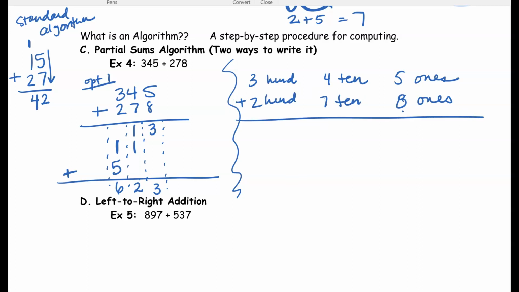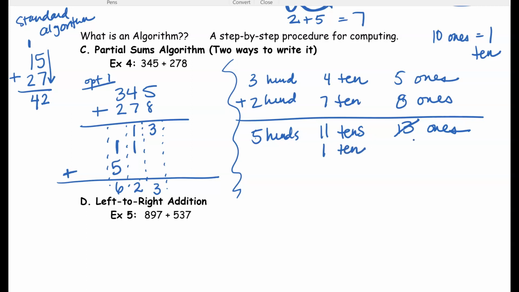So if we have 5 plus 8, that gives us 13 ones. 7 and 4 is 11 tens. 3 plus 2 is 5 hundreds. Now, you could certainly at this point, if you wanted to, draw a picture with the blocks, you could do that, or we could just think about it. Well, if 10 ones equals 1 ten, then if we have 13 ones, then that means, okay, well, we've got a 10. So we're going to add a 10 over here, and that gives us 3 ones left over.